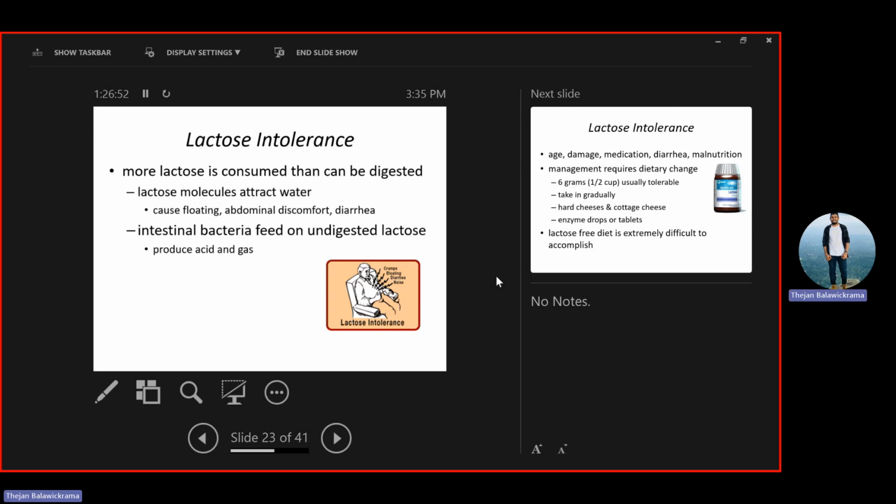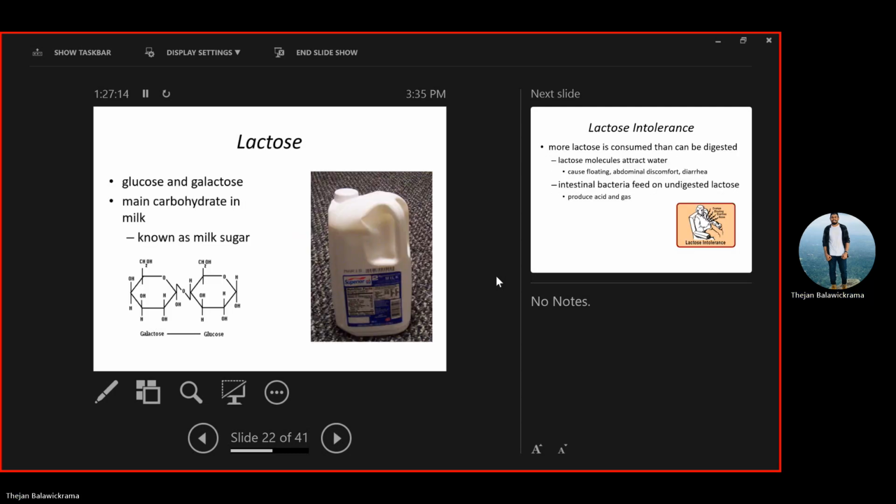We know some people can't drink milk, right? That situation is what we call lactose intolerance. Well, what exactly is happening in lactose intolerance? Now, the lactose molecule, right? Go back to the previous slide. This is a molecule, right?